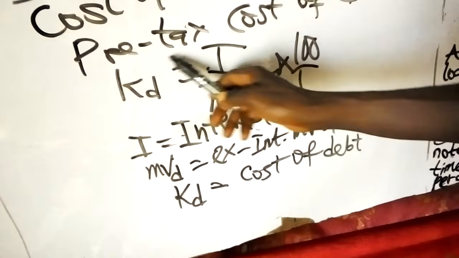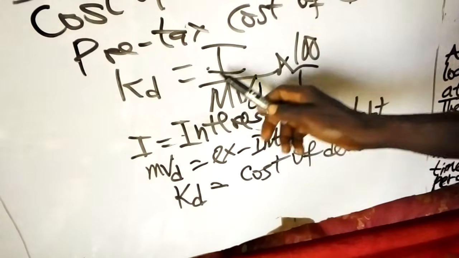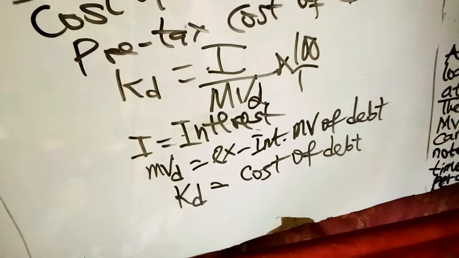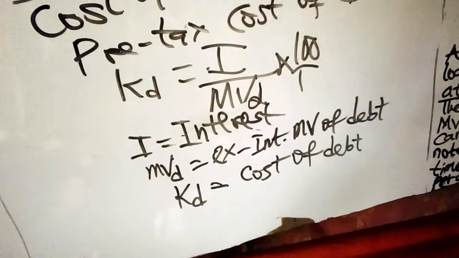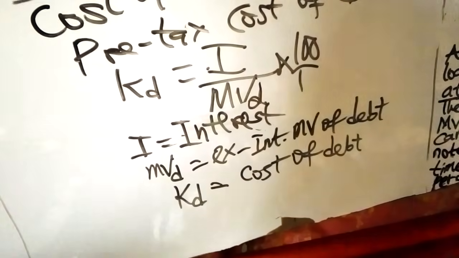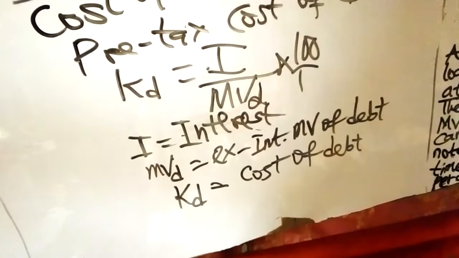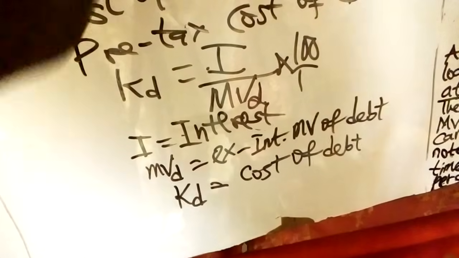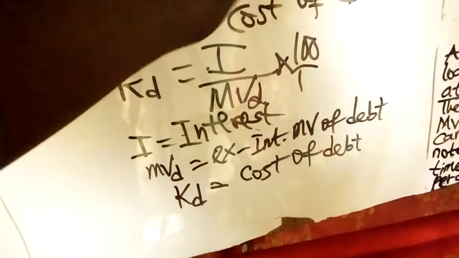I've told you that pre-tax cost of debt is calculated using this formula: interest over market value of debt. The I stands for interest, MVD stands for market value of debt, and KD stands for the cost of debt.